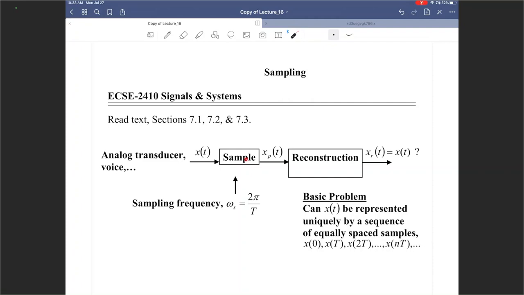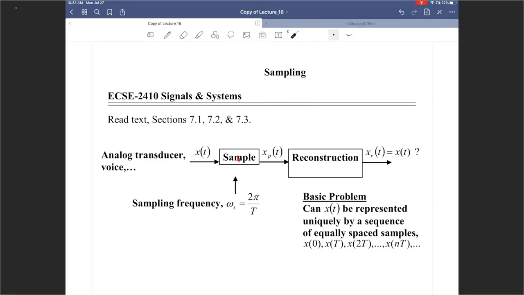And I have to do this sampling in a smart way. I need to do it in such a way that later on, if I need to reconstruct the signal back, I can do that with those limited number of samples. So in this block diagram, we have an analog transducer, say x of t, which is representing, say, a voice, right? So it could be coming from an analog transducer. The x of t signal is a continuous time signal. And we sample it, say, ideally.